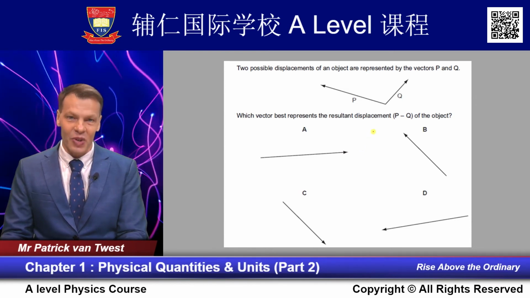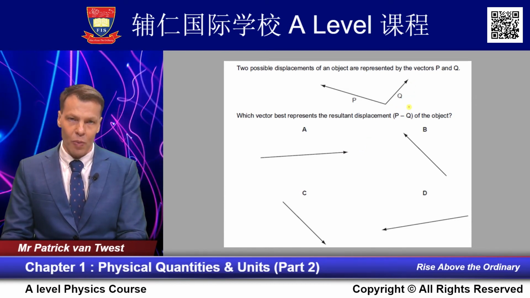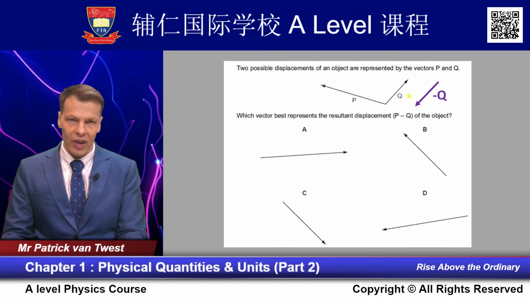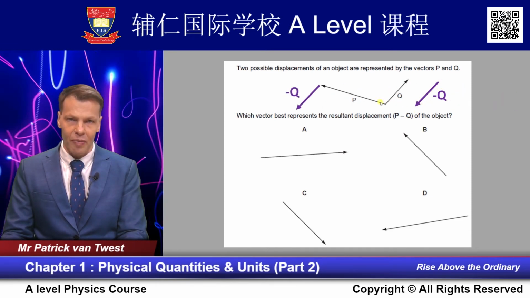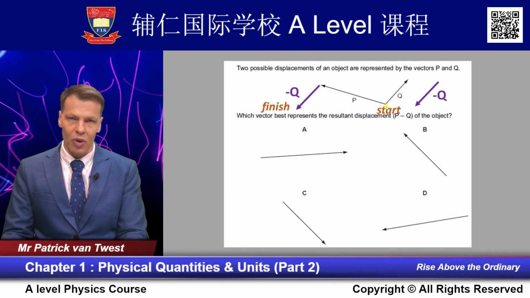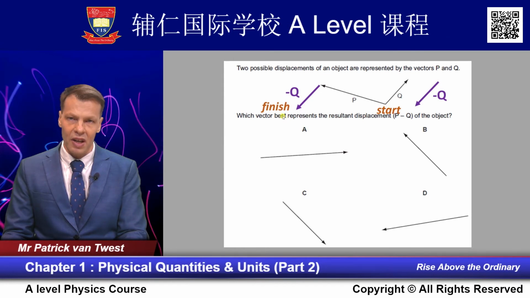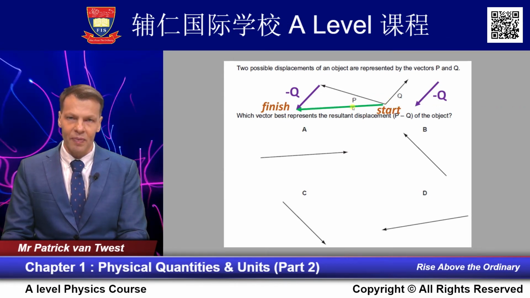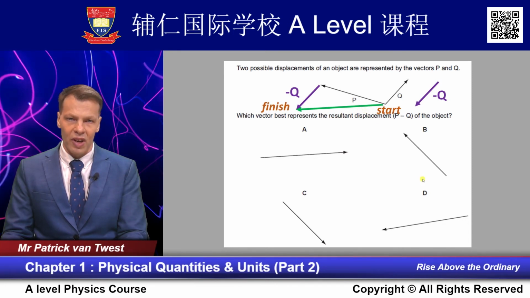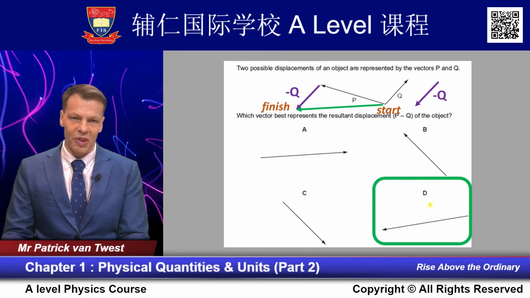I hope you tried. So here's what I would do. I would do minus Q first. I'd actually draw it on my paper. I'd draw negative Q, and then I'd slide it across. So I'd have P, starting from this point, P subtract Q, or P plus minus Q, starting here, finishing here, join them up. So the green line would be P minus Q, which looks like D. So I would circle answer D.